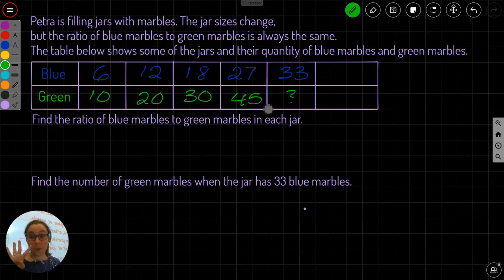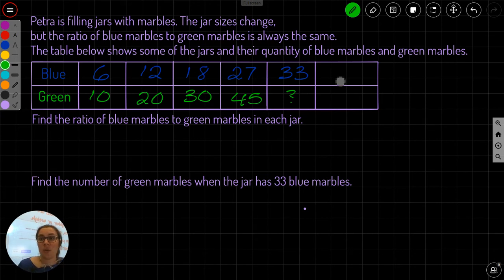This is example 4 of lesson 1.1, ratios, and we have Petra who is filling jars with marbles. The jar sizes change, so she's using different sizes of jars, but the ratio of blue marbles to green marbles is always the same, regardless of the size of the jar. The table shows some of the jars and their quantity of blue and green marbles.